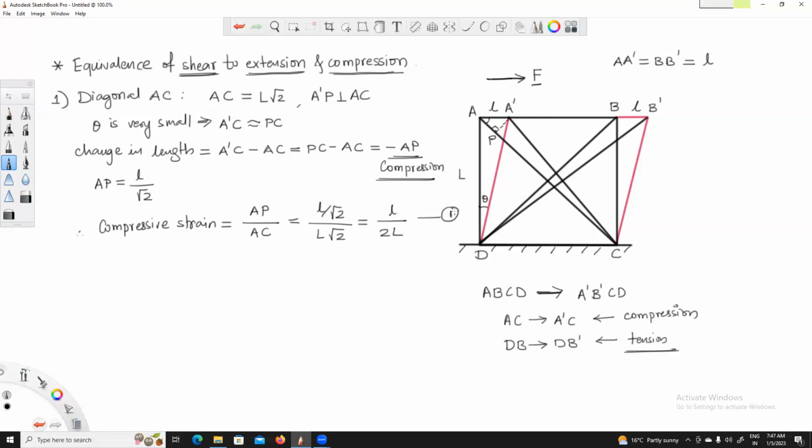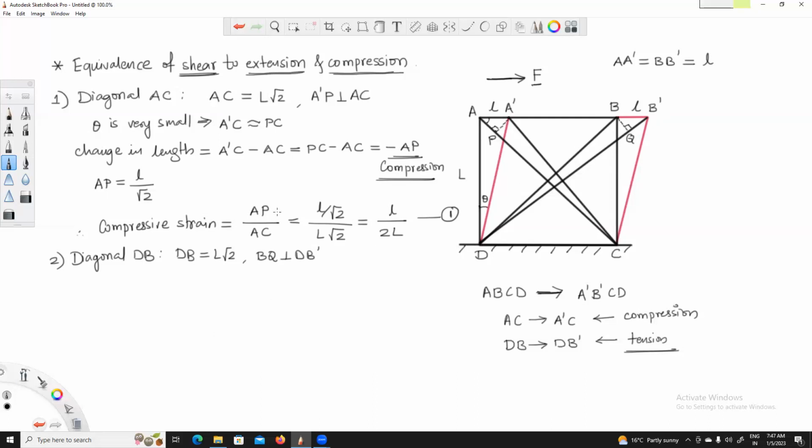Okay, so now we have seen the treatment for diagonal 1, which is AC, and it is under compression. Now let us take the diagonal DB, the other diagonal. Again, the length of diagonal DB is L times root 2. To find the change in length, let me draw a perpendicular, since point D is common. Because now the increased length is DB dash, let me draw a perpendicular from point B on the new diagonal DB dash, and name this Q.